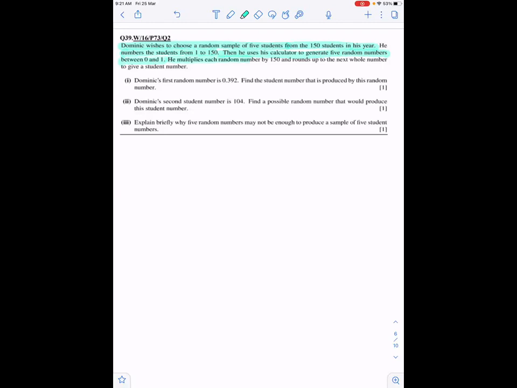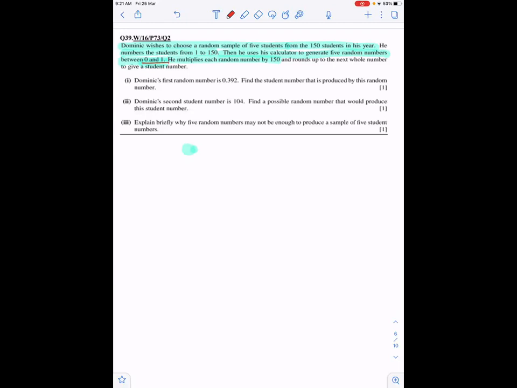He multiplies each number by, which numbers? Between 0 and 1 only. He multiplies each number by 150, whatever the number. For instance, generate 5 random numbers between 0 and 1, meaning decimal numbers.